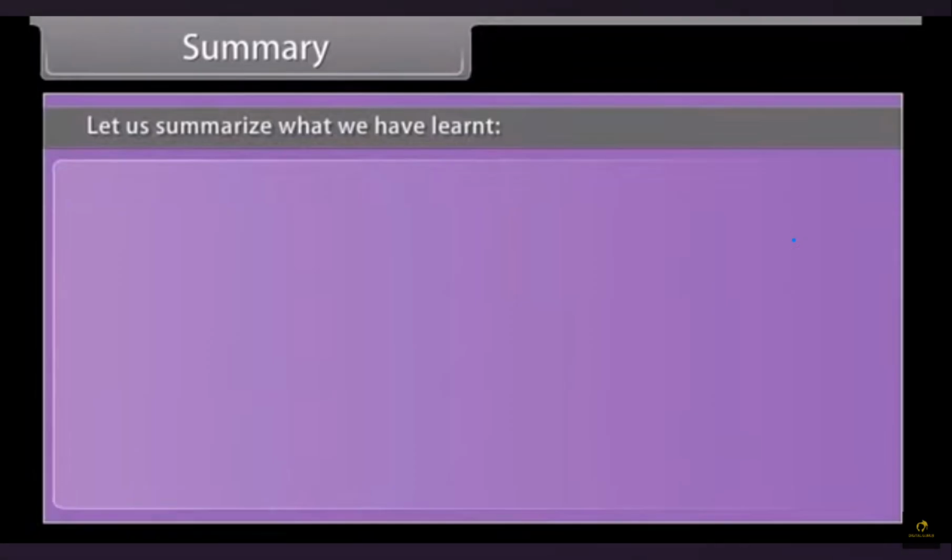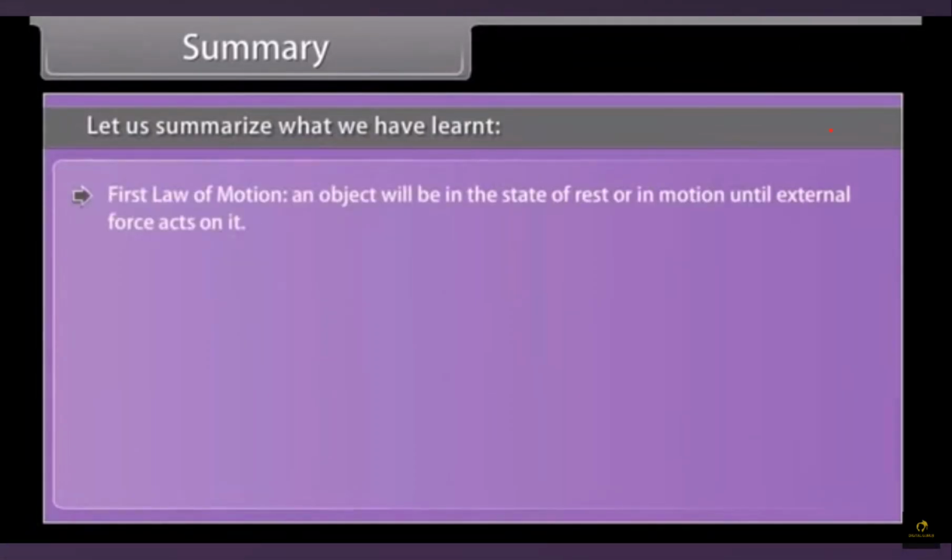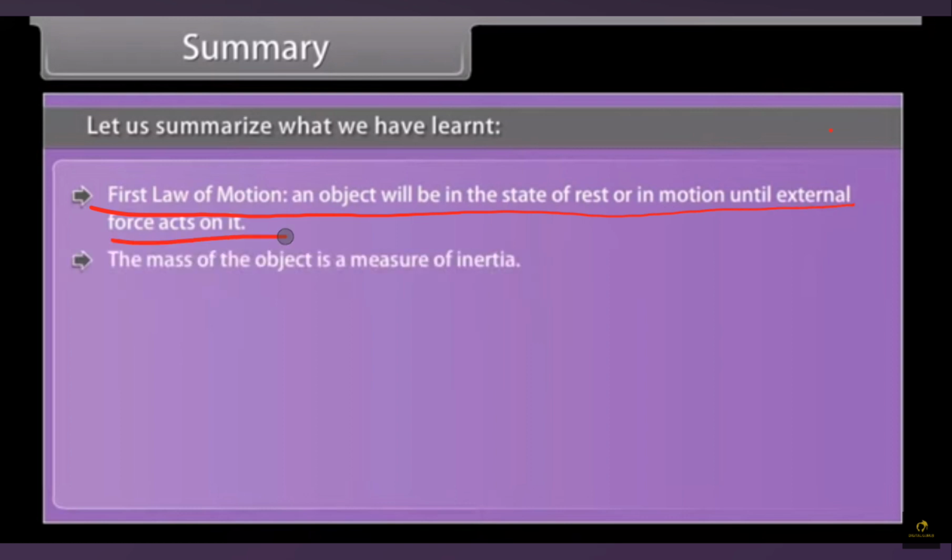Summary. Let us summarize what we have learned. First law of motion. An object will remain in the state of rest or in motion until an external force acts on it. The mass of the object is a measure of inertia.